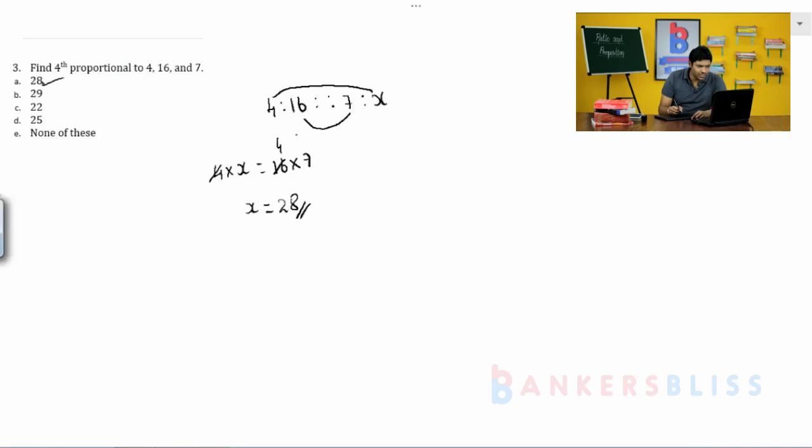Very simple. Through observation itself you can identify 4 into 4 is 16, so 7 into 4 is 28. Very simple. 4 into 4 is 16, 7 into 4 is 28, therefore 28 is the answer. Orally you can solve the problem. Let's move on to the next problem, problem number 4.